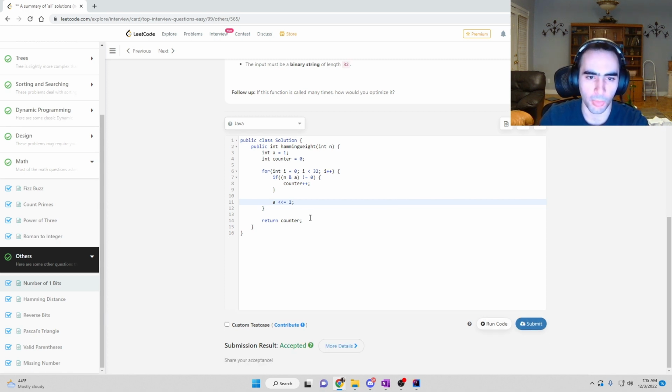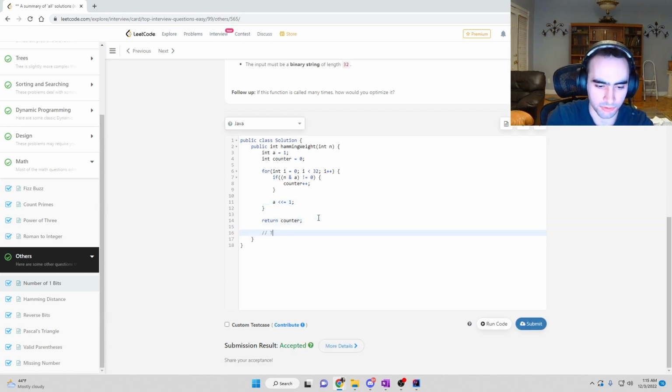Okay, cool. So what's the time complexity of this algorithm? Well, we are iterating 32 times, right? This will always be 32 iterations. So we could just call this O of 32. This could be considered constant time, right? Because it's always going to be O of 32, because we're always just checking a 32-bit integer.